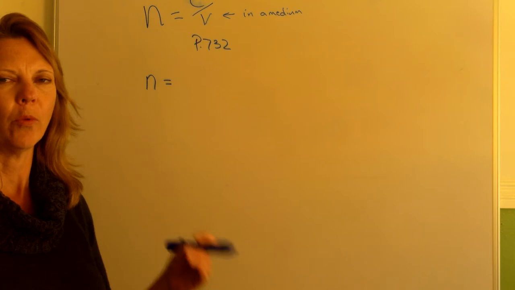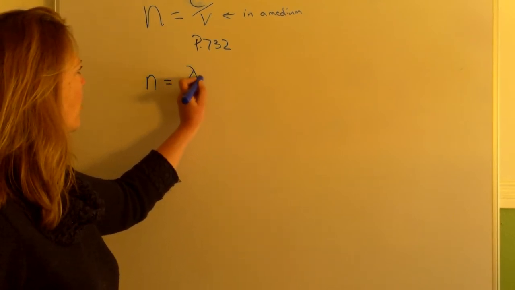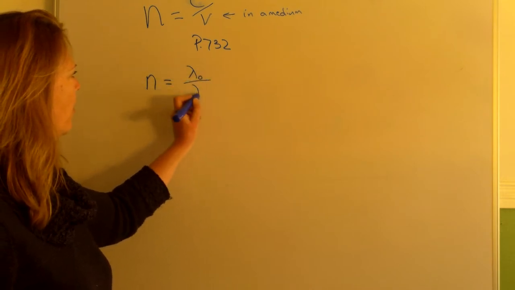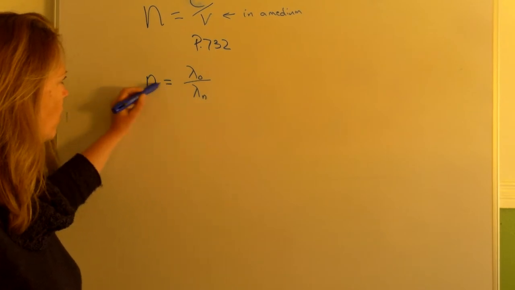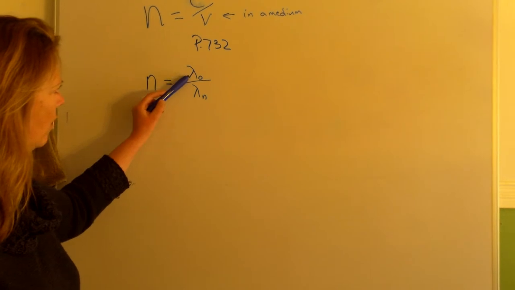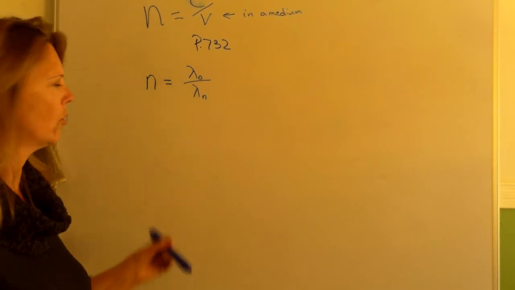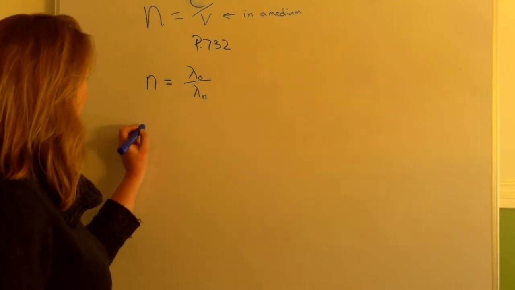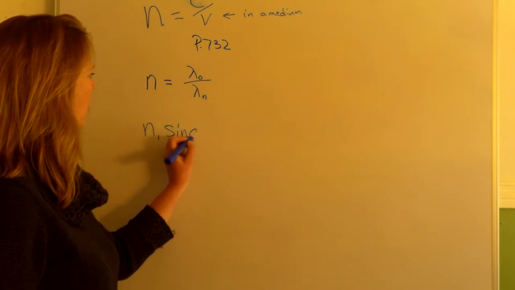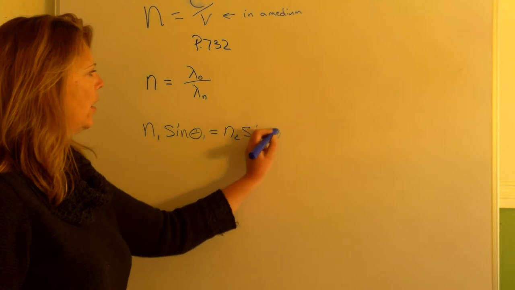Okay, the other equations that we can have is when you go from one medium to another, the frequency does not change, but the wavelength does. So if we were to go from one medium to another, we would have the wavelength in the vacuum over the wavelength in the new medium. So another way to find index of refraction is the wavelength in a vacuum divided by the wavelength in a certain medium. The last equation we're going to be considering is N1 sine theta 1 equals N2 sine theta 2.